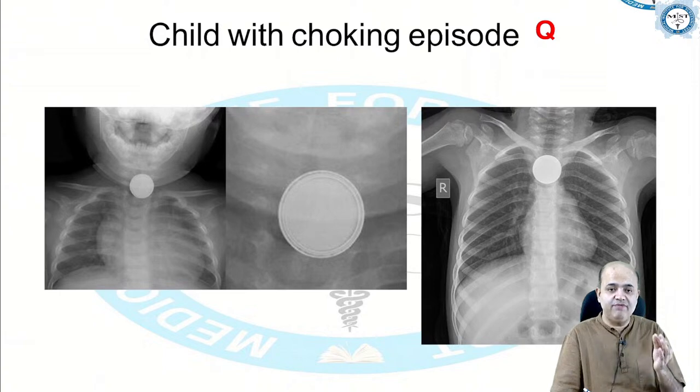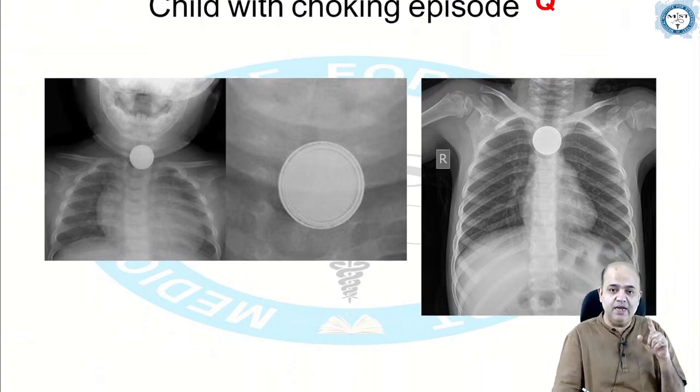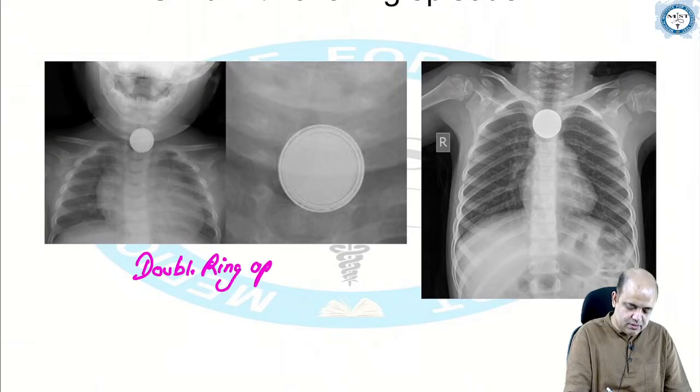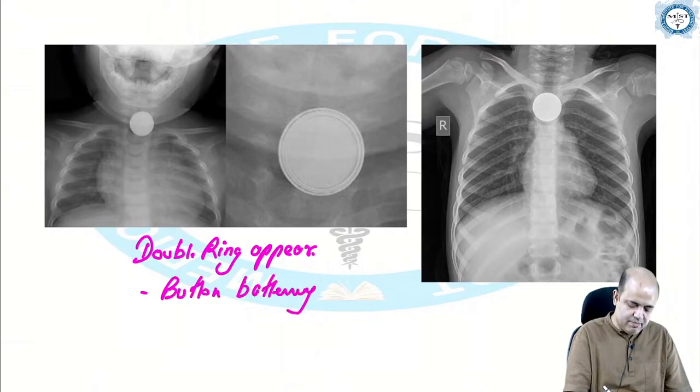A child with choking episodes, and we have done an X-ray. And what do we see? We see a double line. There is a double ring appearance. If there is a double ring appearance, this is indicative of a button battery.